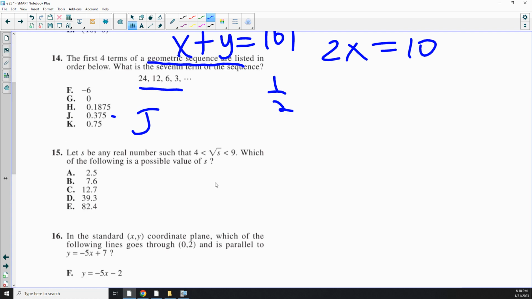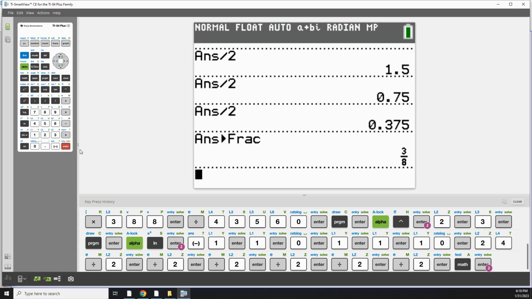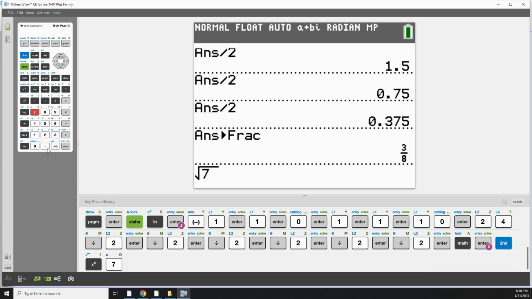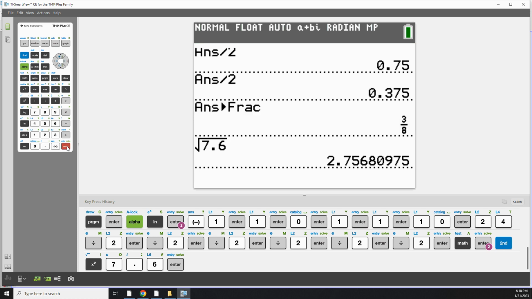What is S? The square root has to be less than 9, but greater than 4. Well, could it be 2.5? The square root of 2.5 is not it. I suspect it's going to be 7.6. Let's see what the square root of that is.